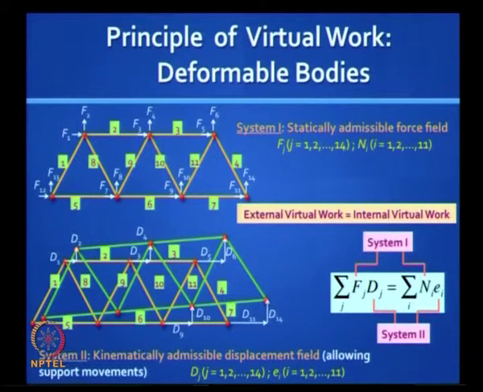Now these two numbers, they have units of joules, will be exactly equal, and there is no requirement that the structure should behave elastically. You can use this for even nonlinear behavior, for even plastic behavior. The only requirement is that the force field should satisfy equilibrium, the displacement field should satisfy compatibility, okay. And the joints can also move. You can see here the entire system is moving, the supports can also move, but the internal integrity of the structure should be preserved. Is it clear?